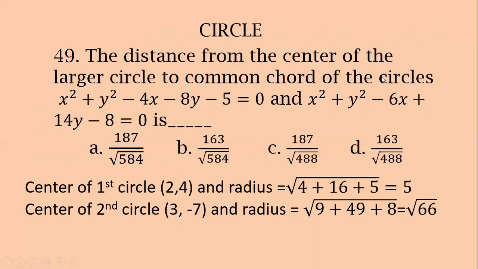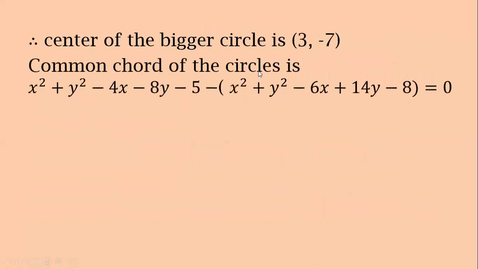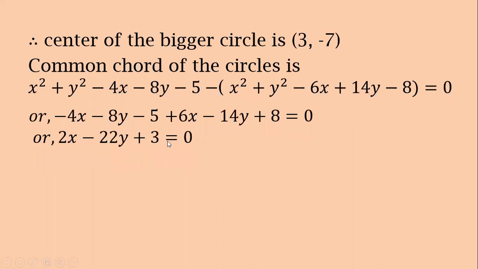Now we have to find out the common chord. Common chord we can find out directly by subtracting two equations. So if we subtract the equations, we get x square, y square cut off, then minus 4x minus 8y minus 5 here, plus 6x minus 14y plus 8. And this is the common chord. Now our target is to find out the distance from this point, that is center of bigger circle, to this common chord.